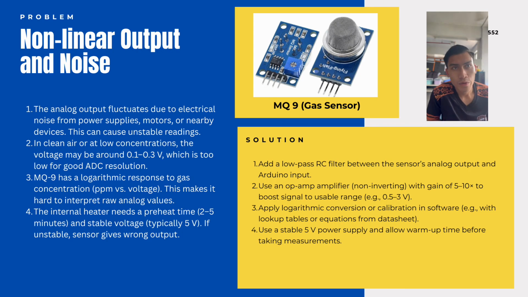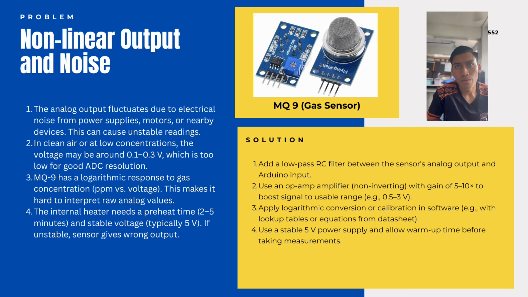Third, MQ9 has a logarithmic response to gas concentration. This makes it hard to interpret raw analog values. Fourth, the internal heater needs a preheat time of 2 to 5 minutes and a stable voltage, typically 5 volt. If unstable, the sensor will give wrong output.